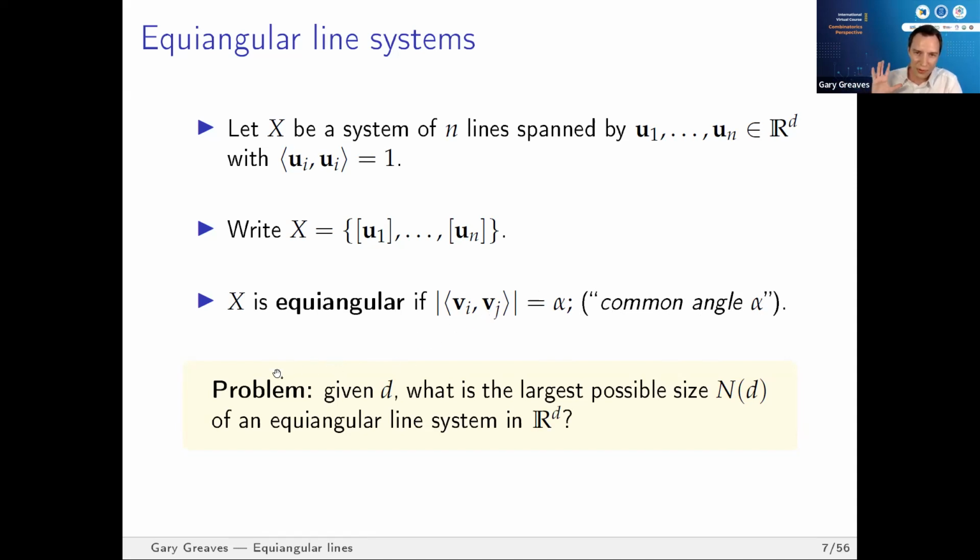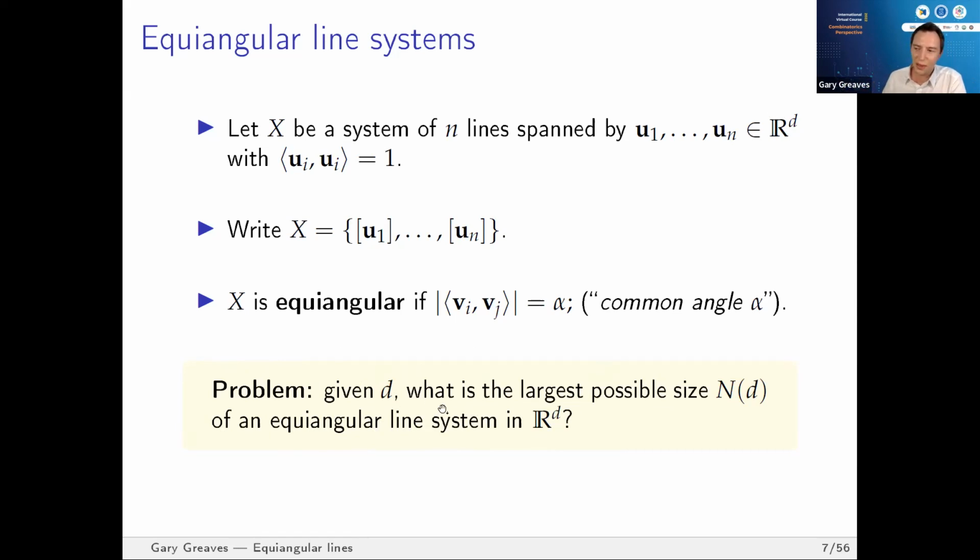And now we can introduce the main problem that we're going to concern ourselves with. So the problem is, we fix some d. D is for dimension, what dimension we're living in. And we want to know what is the largest possible size of an equiangular line system living in d dimensions. So this is the big problem that we're going to focus on in this session on equiangular lines.